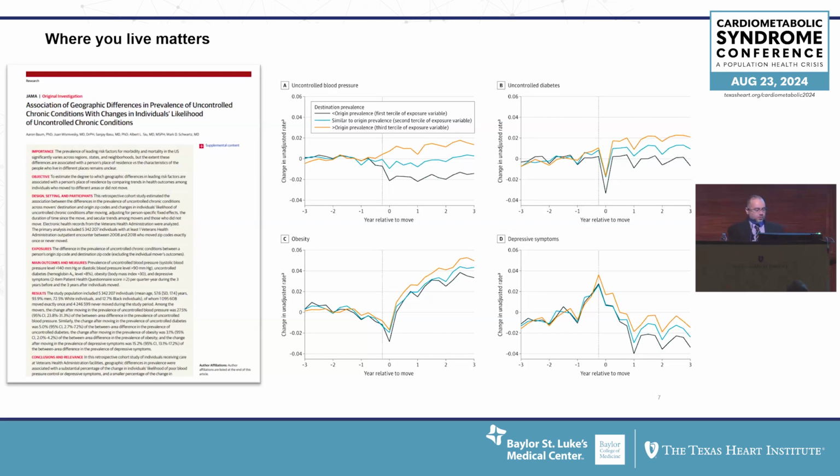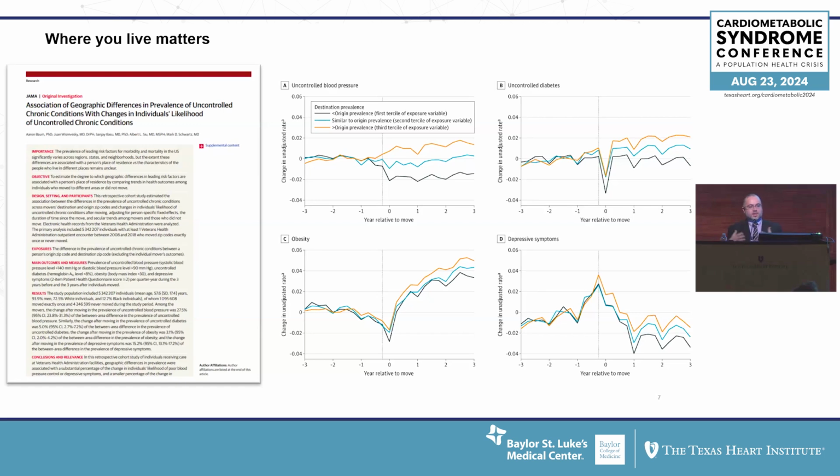So this is a clever experiment that was published in JAMA a few years ago, where they followed people and they asked a simple question. If you move from an area that has low control of blood pressure to an area that has high control of blood pressure, do you adapt to the area or do you remain as where you came from? And all of these figures here, they looked at uncontrolled blood pressure, uncontrolled diabetes, obesity, and depression. And for all of them, you basically adapt to the new neighborhood, and this is all within the United States. You adapt to the new neighborhood that you are moving into.